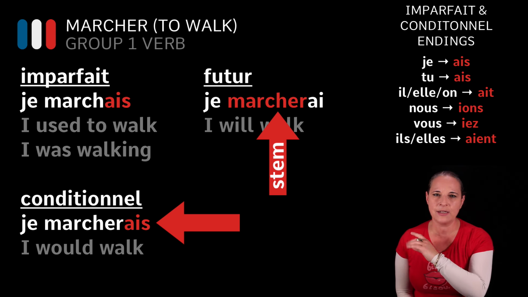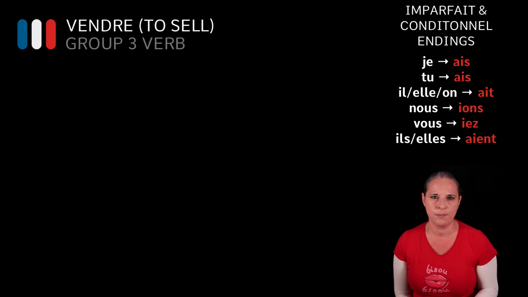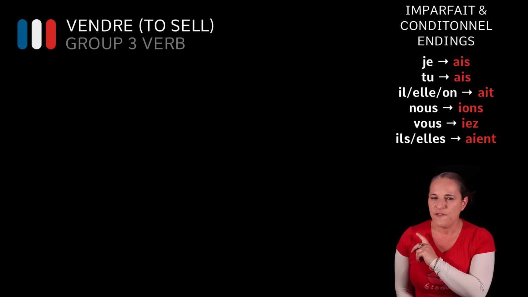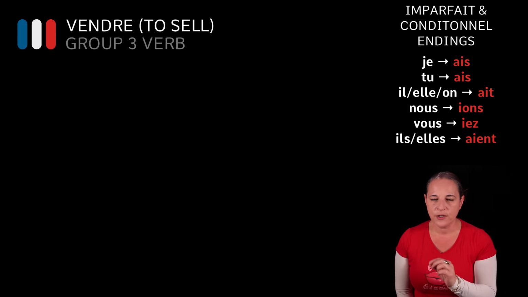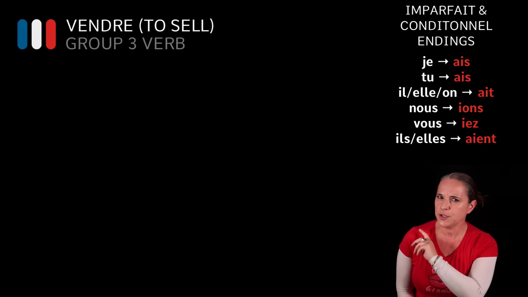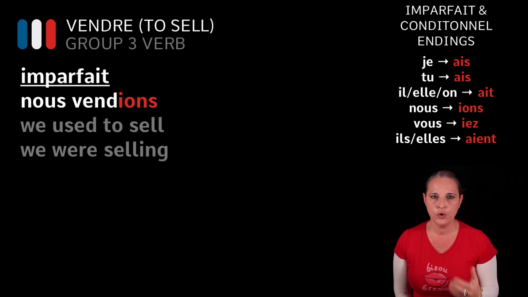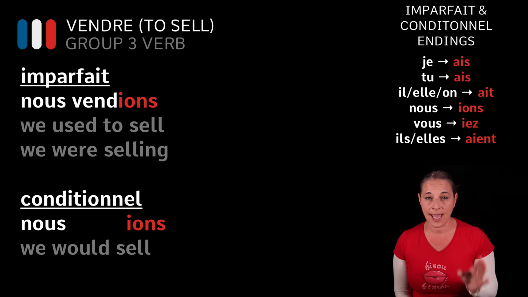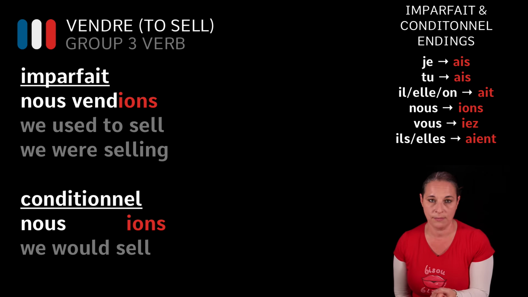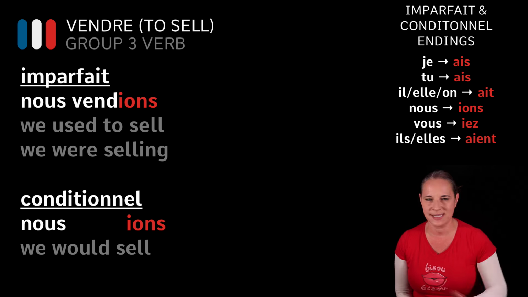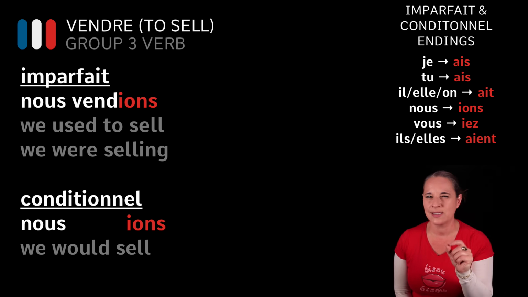So let's have a look at another verb, which is a third group. I'm trying to use different verbs to give you an idea here. Vendre, to sell. Now, vendre is a highly irregular verb. Let's have a look. If we want to use the imperfect tense of vendre, nous vendions, that means we were selling, but you want to say we would sell, knowing that the ending IONS is the same. Like I said, imperfect, conditional, same endings. But what changes is the stem.